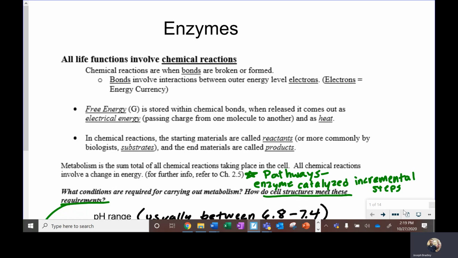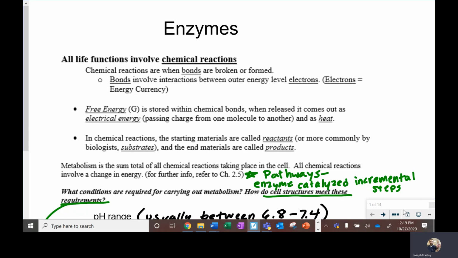Metabolism is the sum total of all the chemical reactions taking place in a cell. All chemical reactions involve a change in energy. And as I said there, for further info, refer to chapter 2-5.